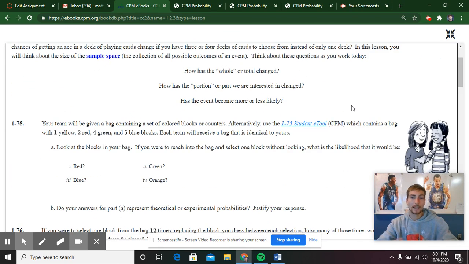Again, this is basically asking if you just change the sample space from like 12 blocks in the bag to 24 blocks in the bag to 64 blocks in the bag, does the number of blocks matter as long as the probabilities are staying the same? All right.